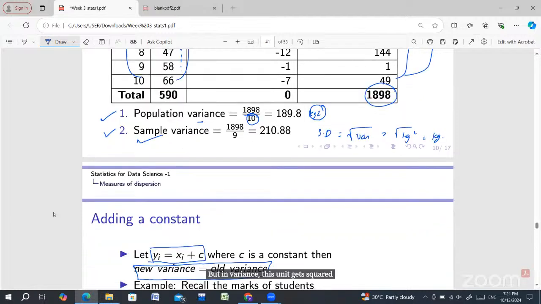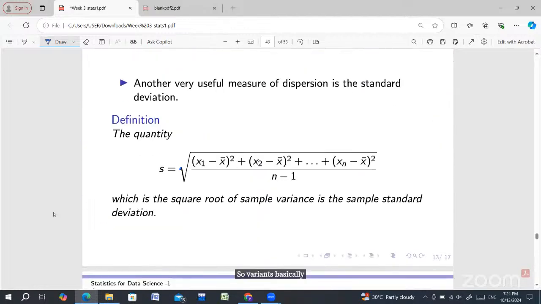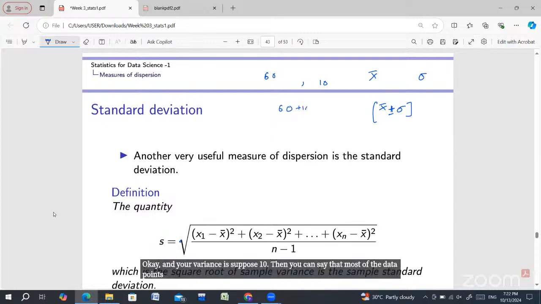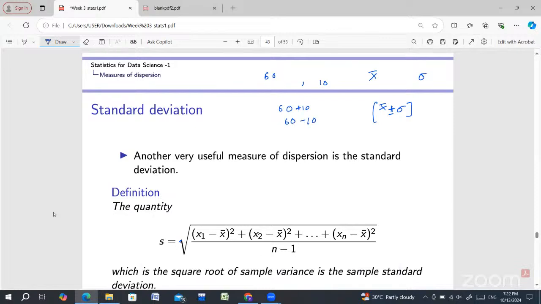So basically, standard deviation gives you the spread. Suppose this is your mean, and suppose this is your standard deviation. It gives you an idea that the data points will lie in this interval. Like if your mean is 60, and your standard deviation is suppose 10, then you can say that most of the data points will lie in this region, 60 plus 10 and 60 minus 10. So it gives you an idea of how the data points are spread in the entire data set.